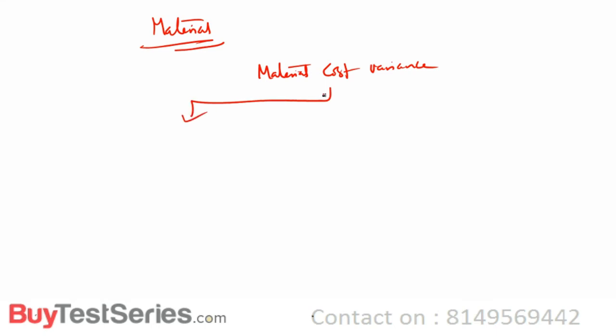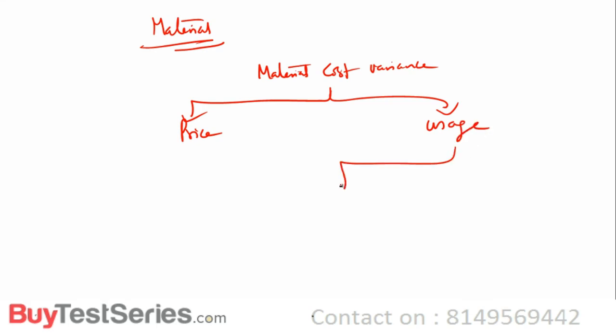Now, first, let's start with material variance. In this, first you have material cost variance. Material cost variance is divided into two categories. One is price variance and the other one is usage variance. Now usage will be further classified into two. One is mix variance and the other one is yield variance.